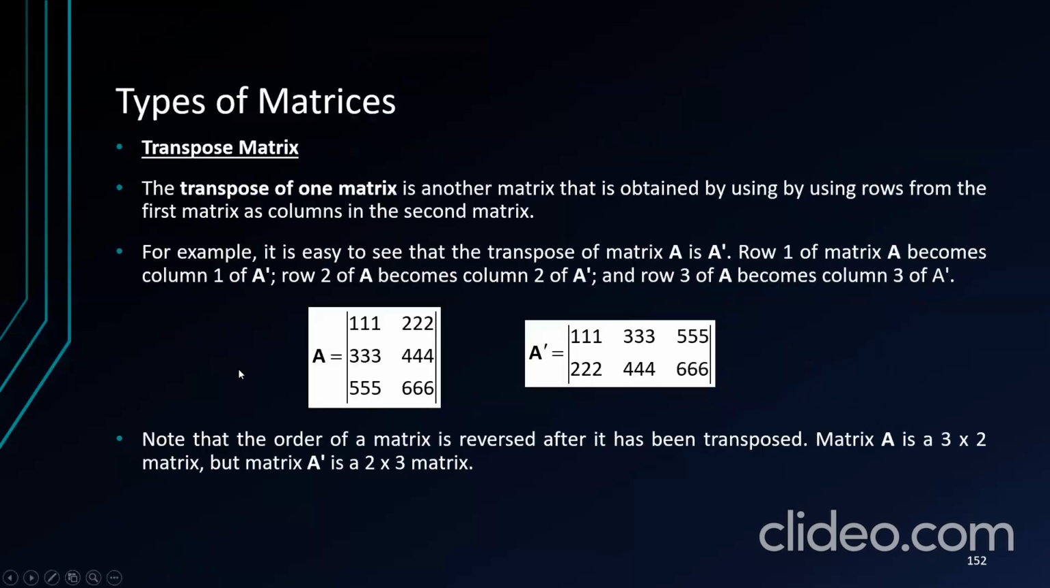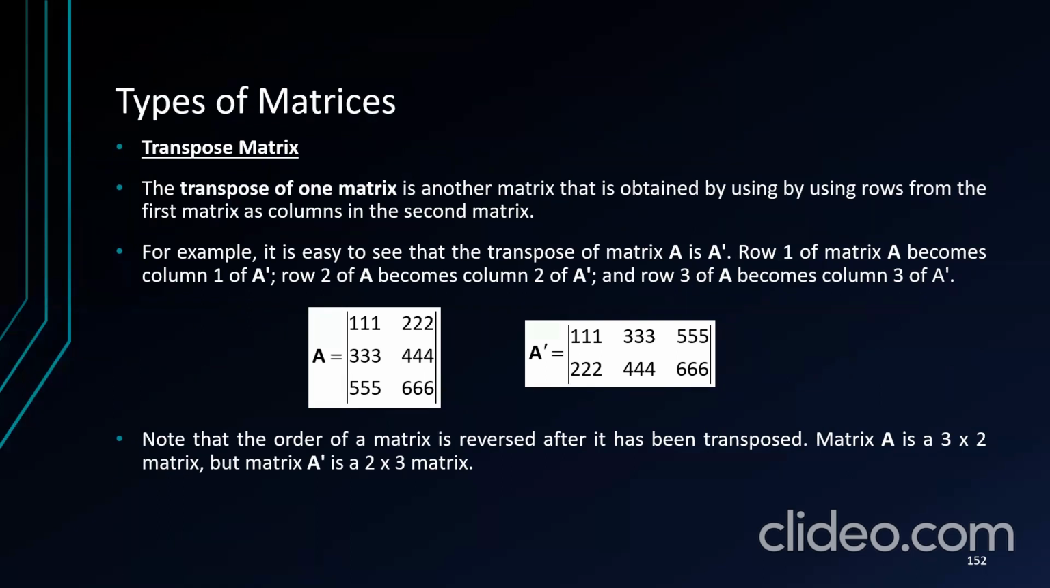Types of matrices. Transpose matrix. The transpose of a matrix is another matrix that is obtained by using rows from the first matrix as columns in the second matrix. For example, it is easy to use that the transpose of A is A prime.